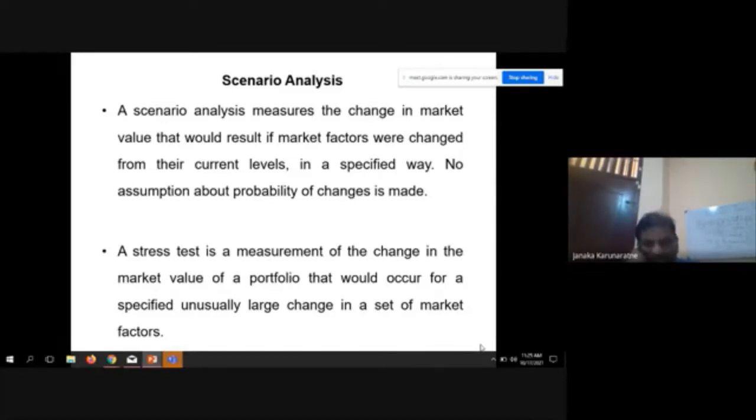Now, a stress test is a common example. It's a measurement of the change in the market value of a portfolio that would occur for a specified, unusually large change in a set of market factors, right? So scenario analysis is typically a very good model. Look at different scenarios of different macro variables. So if we are talking about interest rate risk, then how would be the impact on your bank, right?